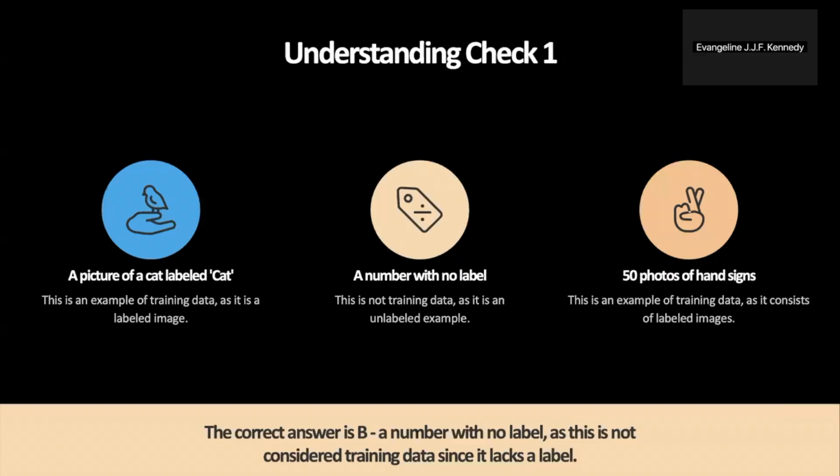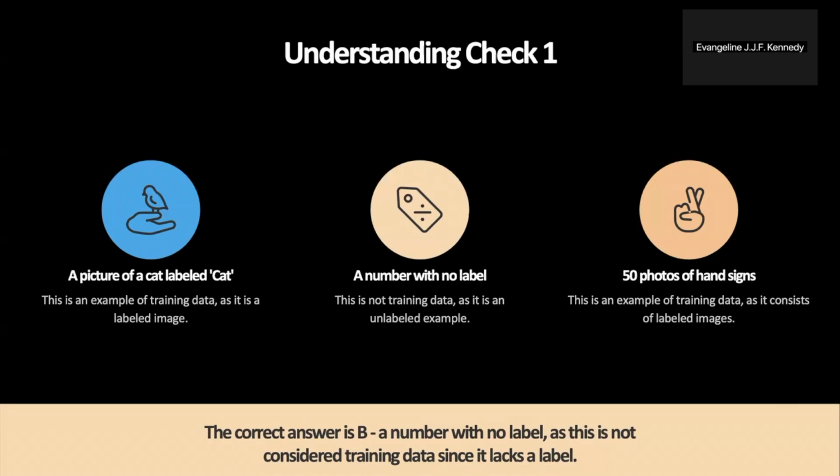Let's have a quick understanding check. Let's think about what counts as training data and what doesn't. Imagine these three scenarios. One, a picture of a cat labeled cat. Yes, that is training data. Number two, a number with no label. Nope, that is not training data.